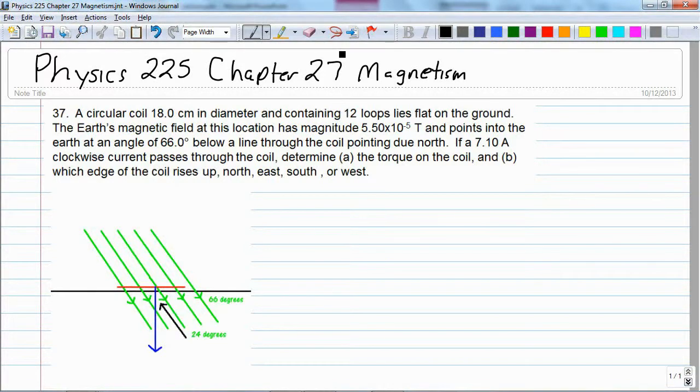If we look at this coil, we know that the Earth's magnetic field is tilted in, so this would be the south side. The other side would be the north side. West is in the back, and east is towards the front.